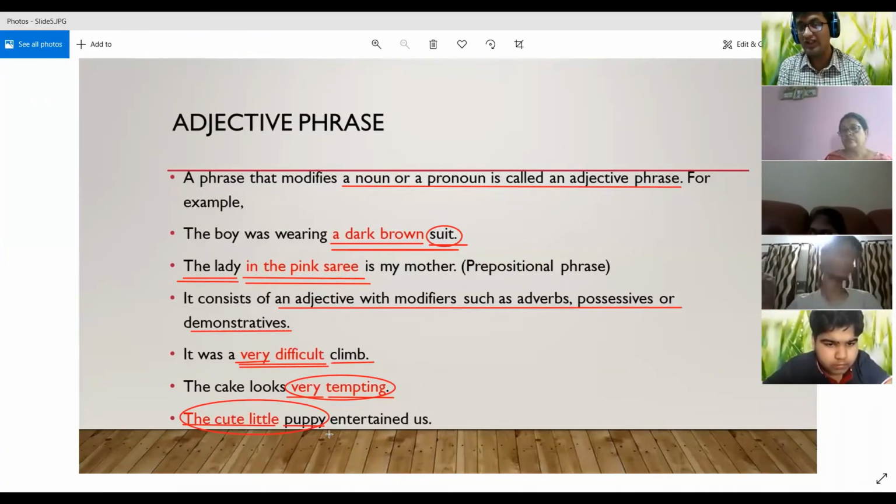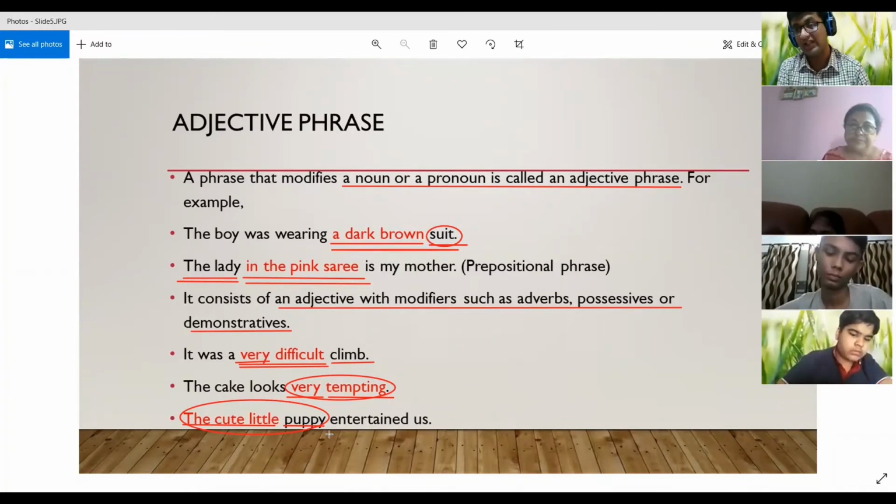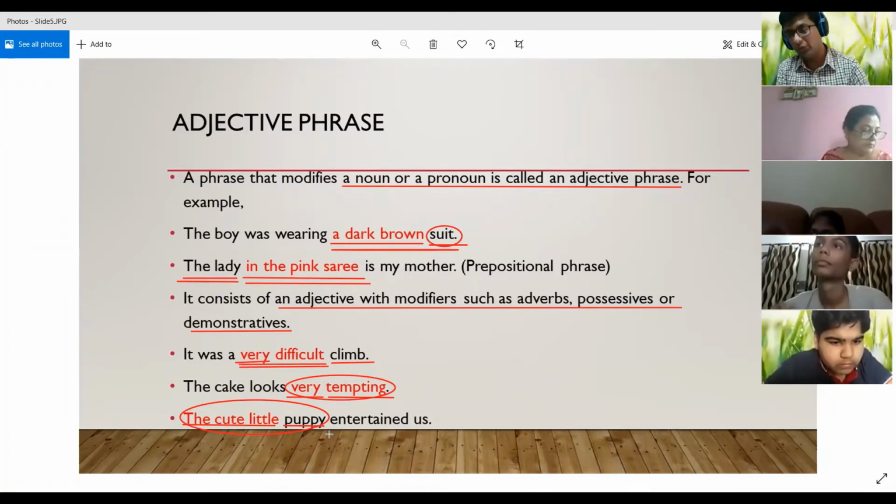So if the question is how the puppy was, the answer is it was cute and little. So the cute little will become an adjective phrase. If the question is who entertained us, the answer will be the cute little puppy. So the cute little puppy will become a noun phrase. All right.